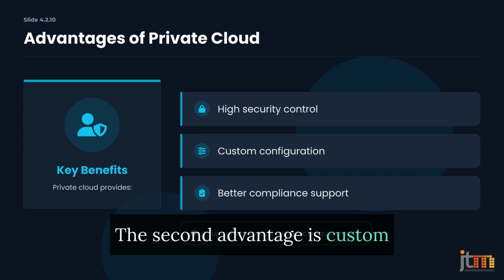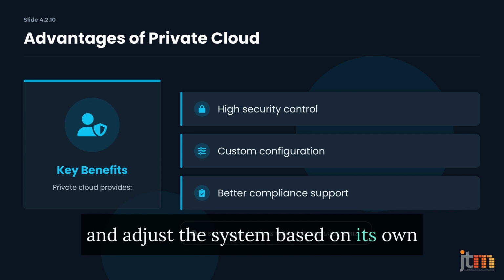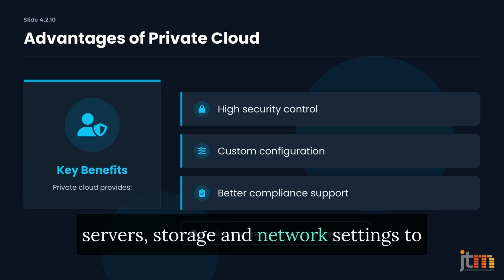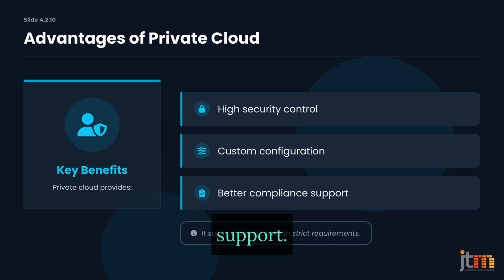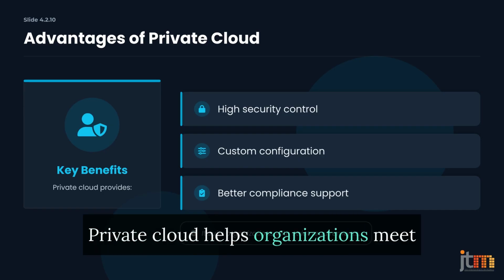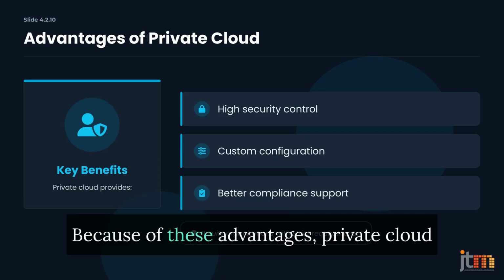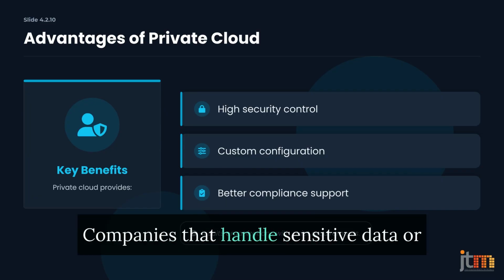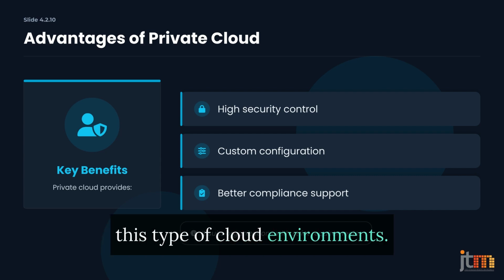The second advantage is custom configuration. This means the organization can design and adjust the system based on its own needs. For instance, a company can configure its servers, storage, and network settings to match its internal applications. Another advantage is better compliance support. Many industries must follow strict rules for handling data. Private cloud helps organizations meet these requirements because they have more control over how the systems operate. Because of these advantages, private cloud suits organizations with strict requirements. Companies that handle sensitive data or must follow strict regulations often prefer this type of cloud environment.